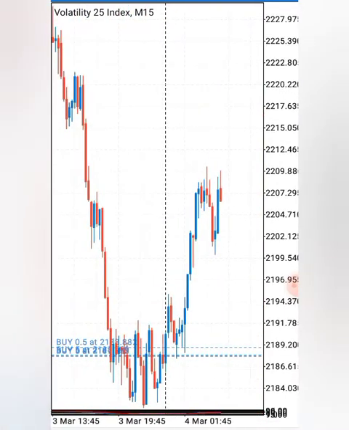How can you trade volatility indexes with your little account of $50, $100, $30, and it won't blow it up? How can you manage that? Is it possible, guys? Can you trade volatility indices with $20, with $30, with $50?